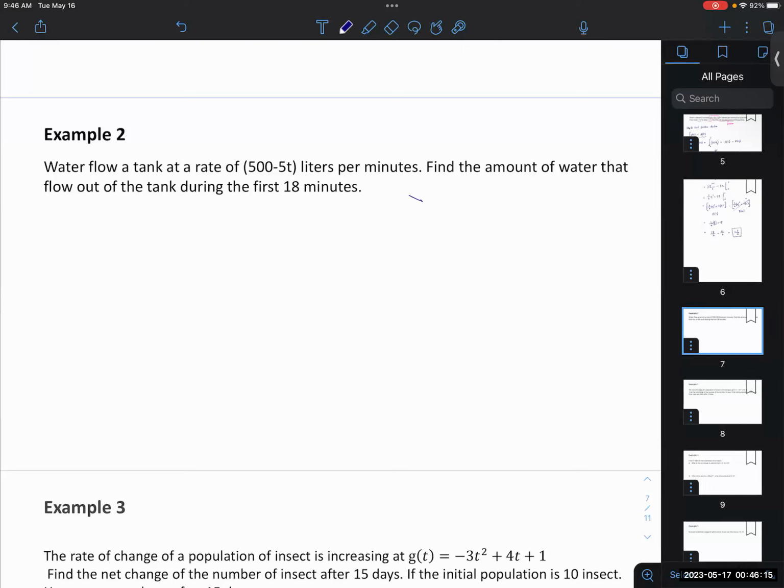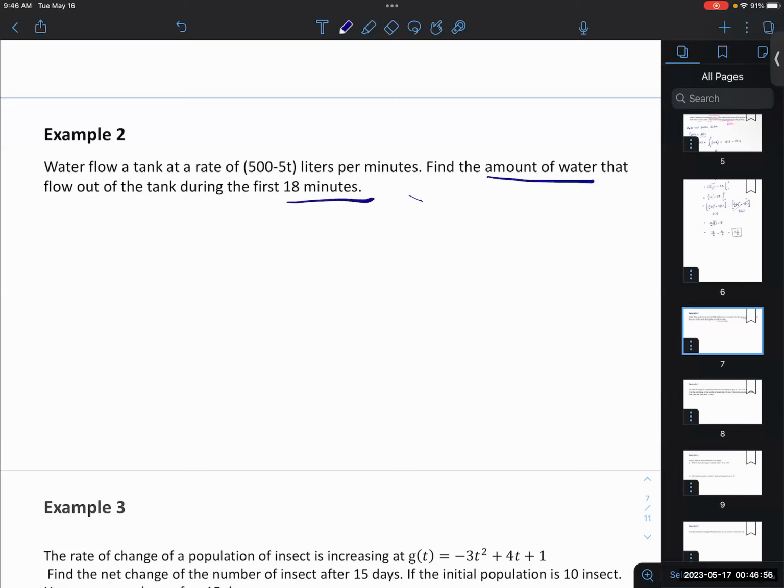All right, example 2. Water flows into a tank at a rate of 500 minus 5t. So I don't know, there's a big water tank and it's going to be filled with the following function, 500 minus 5t. Over the time, they're going to be filled. Find the amount of water that flows into the tank during the first 18 minutes. Okay, so there's a water tank and it's going to be filled over the time. And they want to know exactly the amount of the water, okay?